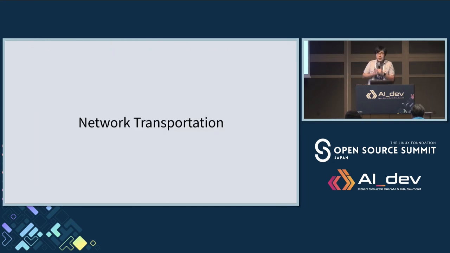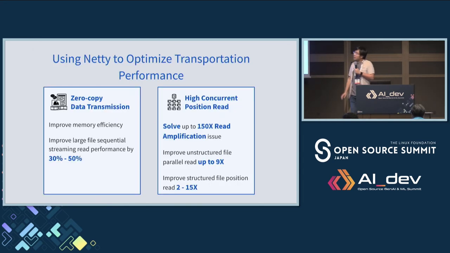Okay, what's next? Network transportation. First of all, there is an application side, and this is the worker or service side. In the previous generation of Alluxio, we were using gRPC to transfer the data from the workers to this application side. Okay, gRPC is nice. Actually, I proposed to our community to use gRPC to do the data transfer. But along the way, we realized, okay, we switched back to Netty.